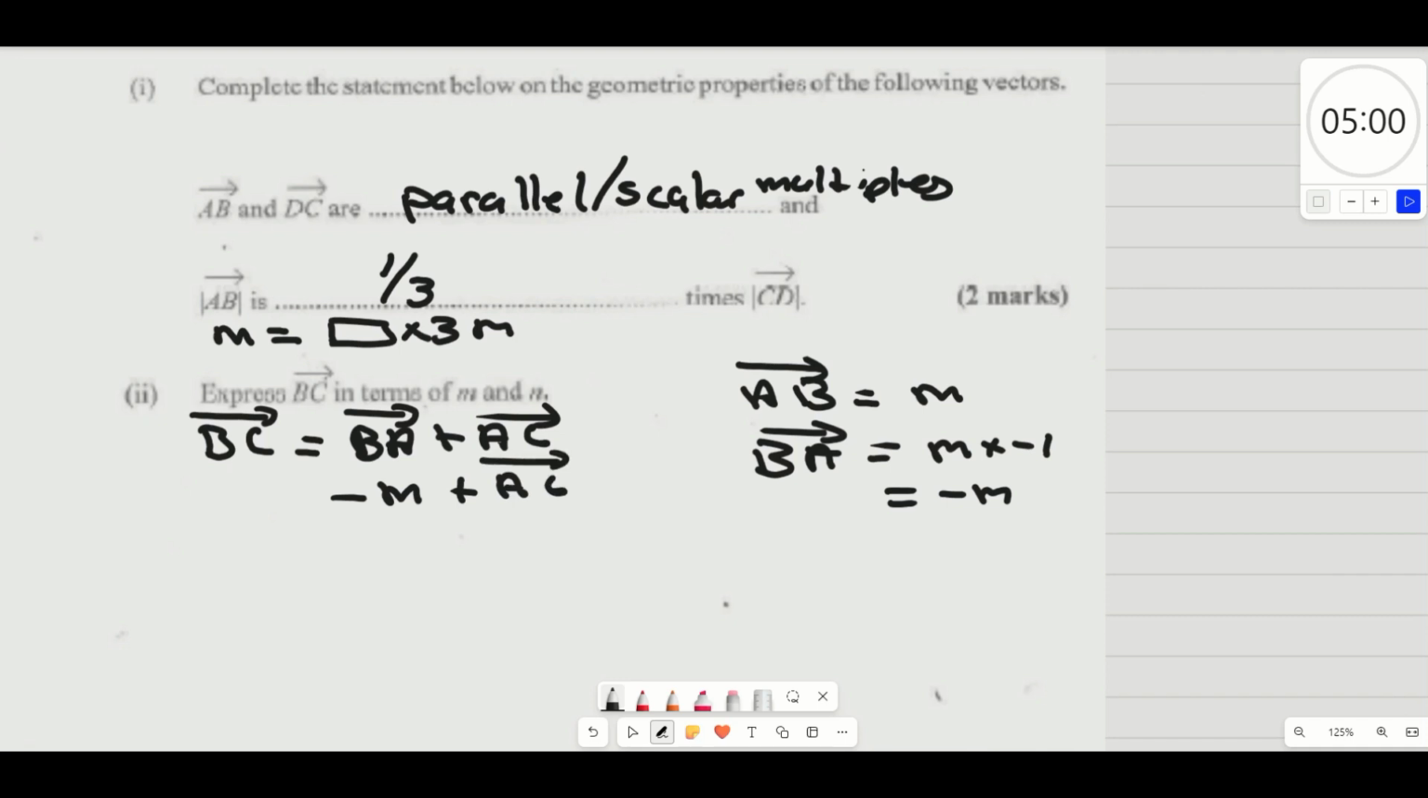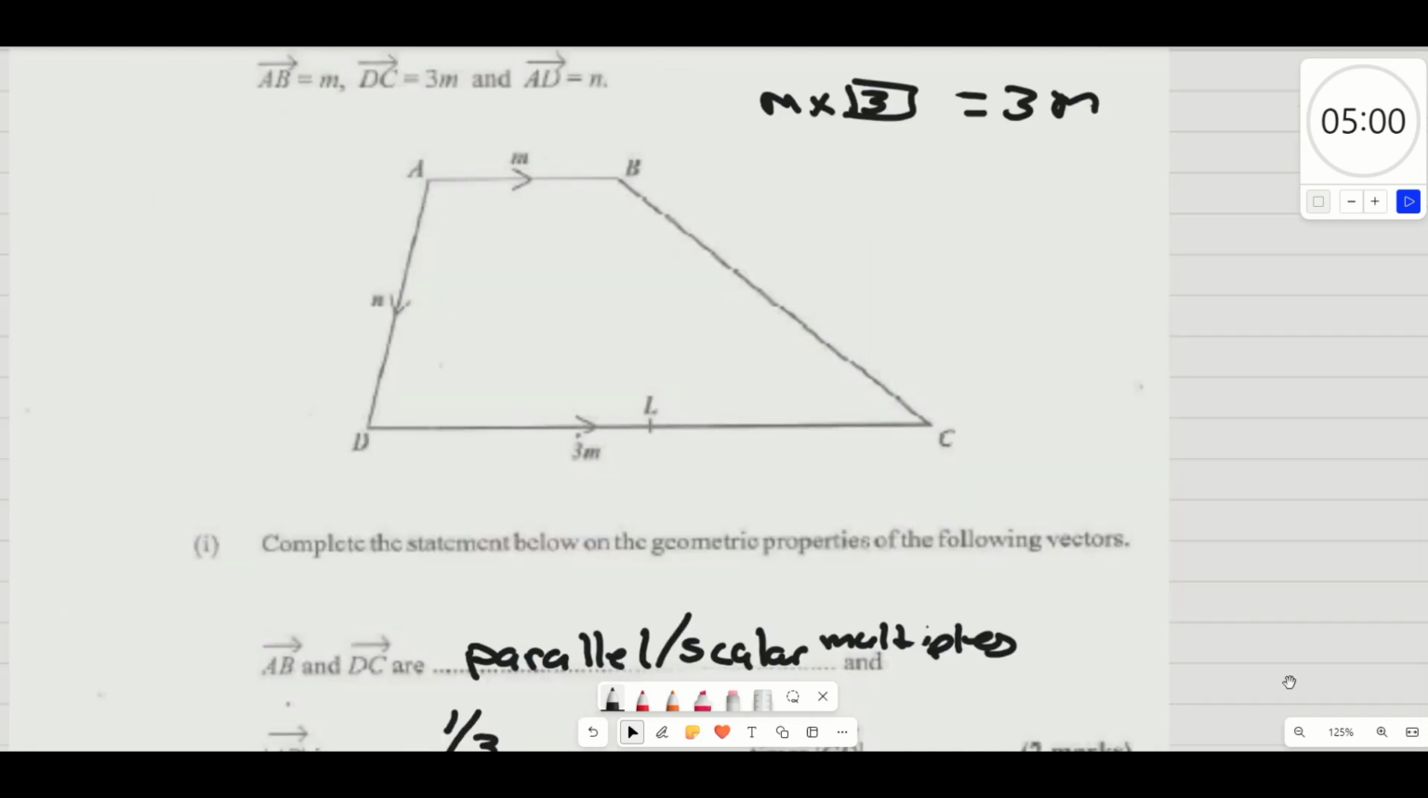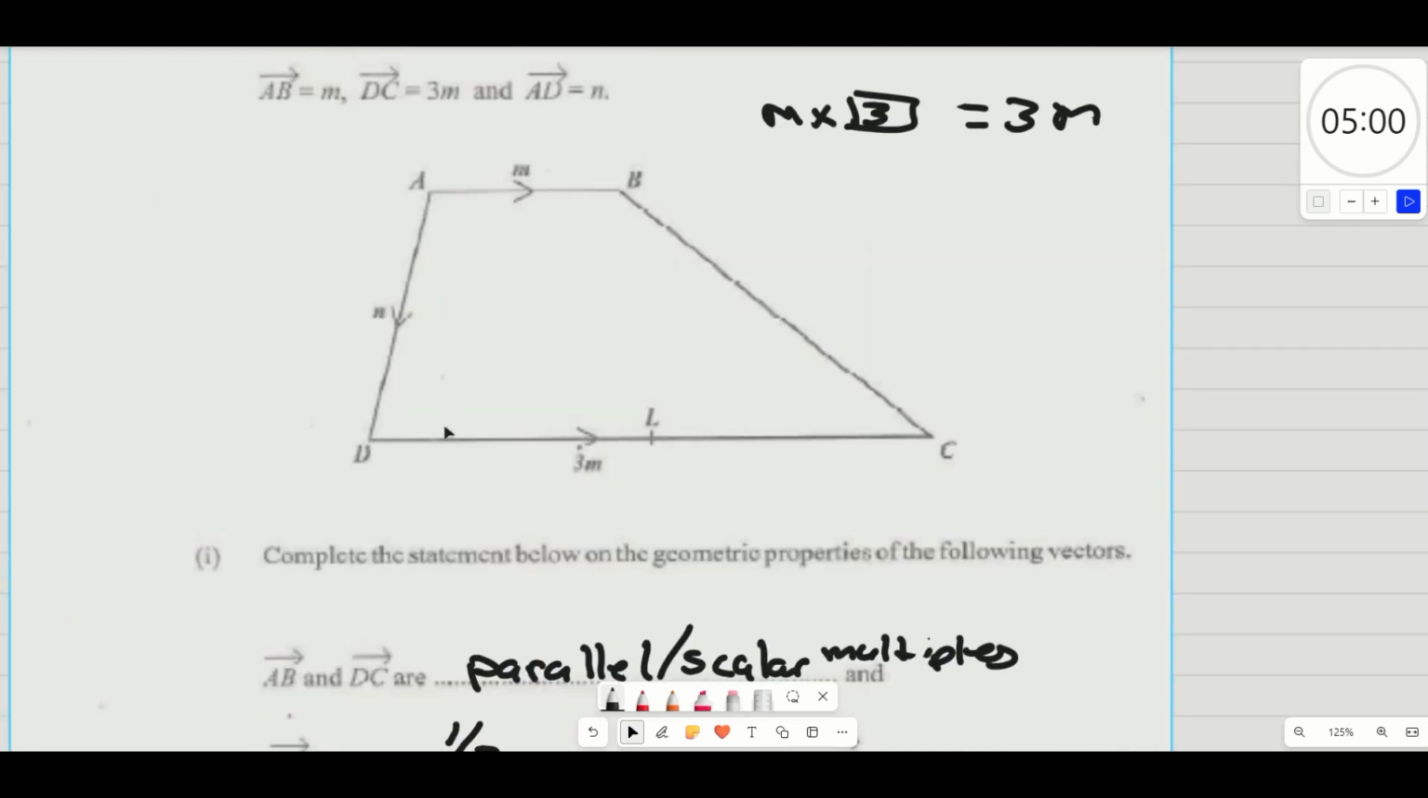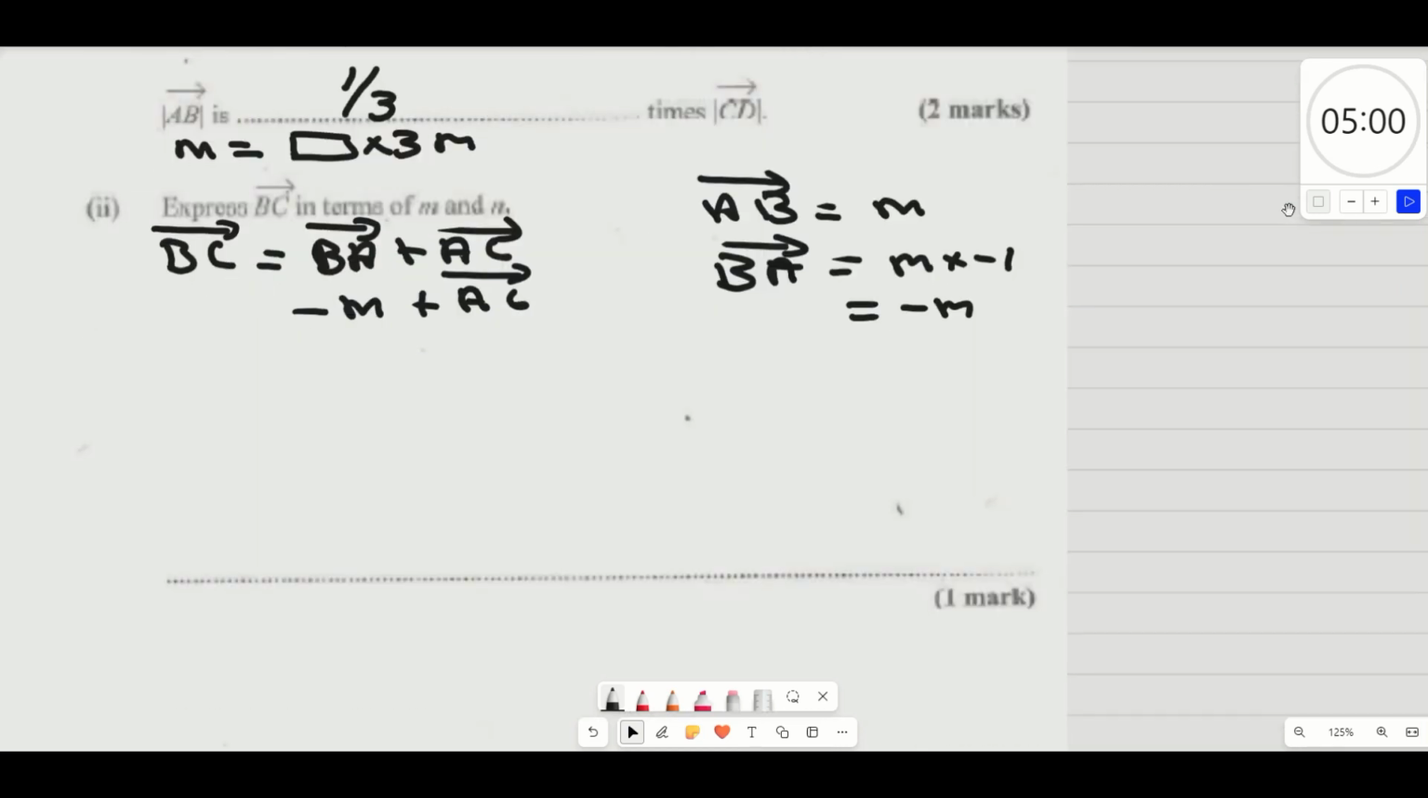We don't know what AC is, so we have to calculate what AC is. If you look at this, AC would be, starting from A, AD plus DC. So AC is equal to AD plus DC.